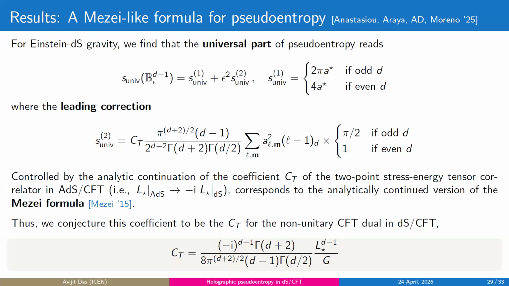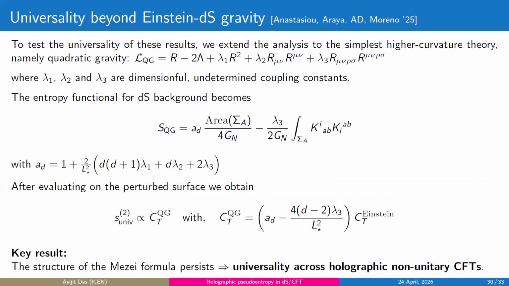universal formula for pseudoentropy. Now you can ask, you have done it for Einstein gravity, will it hold for higher curvature gravity? The answer is yes. So we have gone beyond Einstein gravity. We have taken a higher curvature gravity, or let's say for our case, a quadratic curvature gravity. So you have this Einstein-Hilbert part, and then you have this higher curvature coupling lambda 1, lambda 2, lambda 3 with all this Riemann.